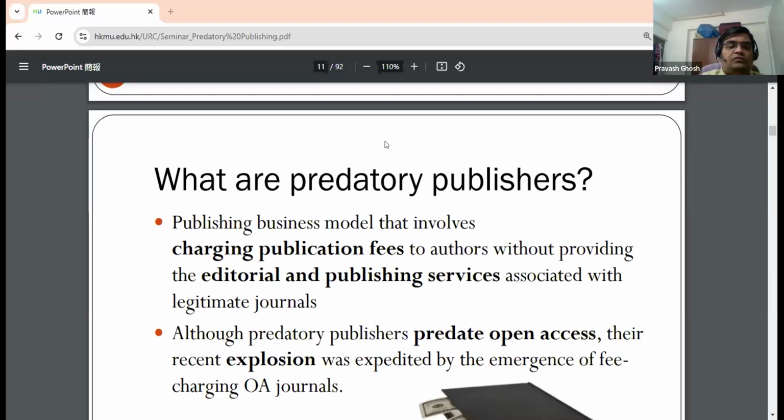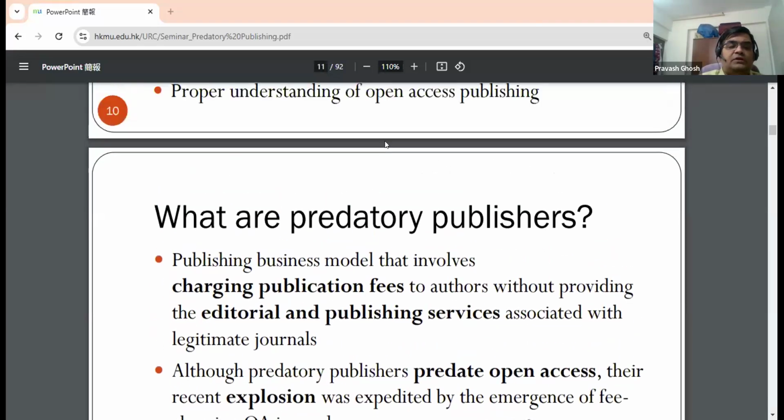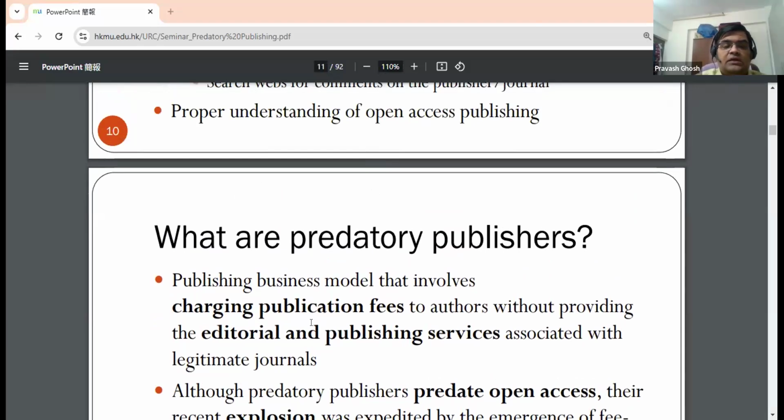Just a definition, what are predatory journals? A publishing business model that involves charging publication fees. For a predatory journal, the main aim is to make money. They will charge fees to the authors, obviously without providing, very important, without providing the editorial and publishing services associated with legitimate journals. Editorial service means the peer review.